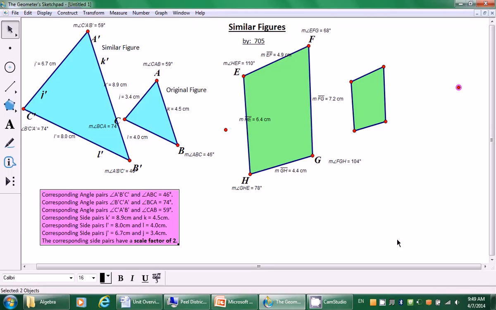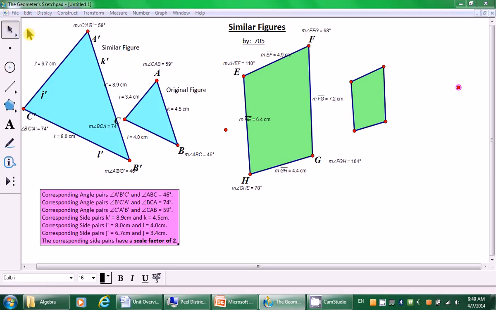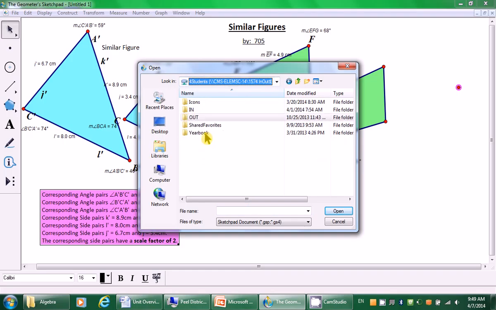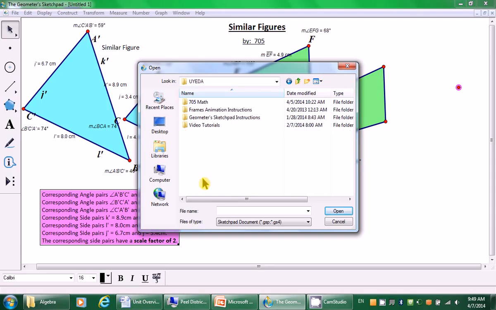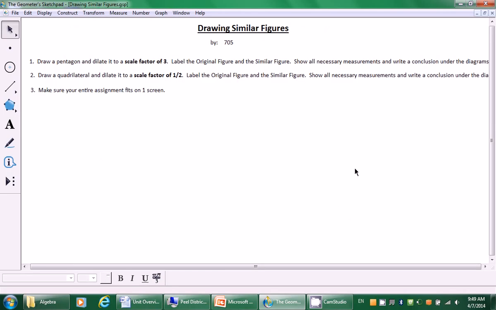Now, once you've shown me the assignment, you're going to go to File, Open. You're going to go down to 4 students, double-click out, go down to UADA, go down to click on 705 Math, and then I want you to click on Drawing Similar Figures. And this is the assignment that I would like you to create. Here are my instructions. Okay? It's going to be very similar to this tutorial.